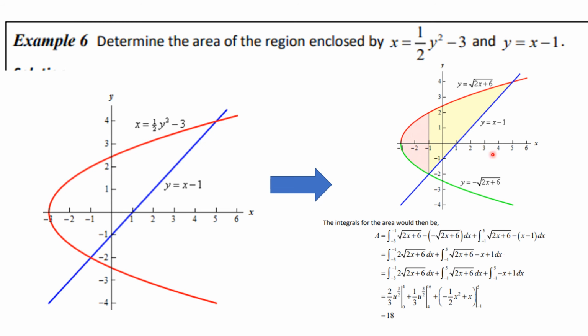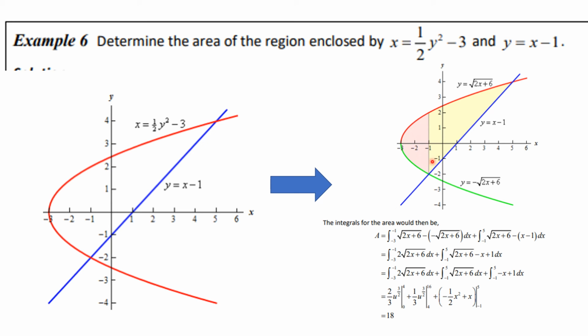Now we're doing this dx, and since we're doing this dx, that means we have to solve for y being a function of x. So we're going from minus 3 to minus 1. The function on top is y is equal to the square root of 2x plus 6. At the bottom, the function is y is equal to minus the square root of 2x plus 6. Now notice this is a minus because that's how we do it. So that's what we have for the first part of this.